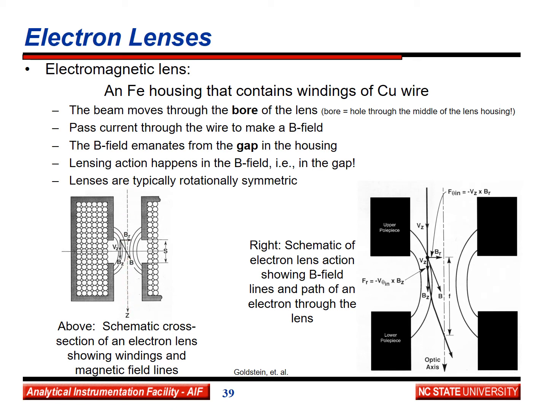The lenses are typically rotationally symmetric so that you would have a round lens that's shaped somewhat like a donut. All the lensing action happens in the gap. An electron comes through the bore, and once it reaches the gap in the lens, that's where the magnetic field is, and that affects the path of the electron.